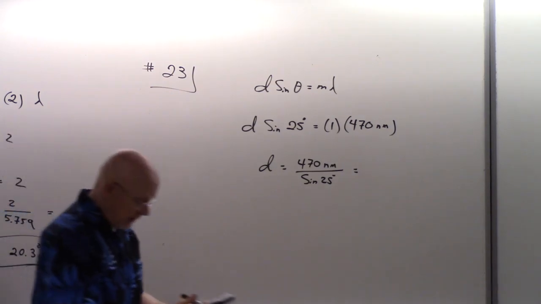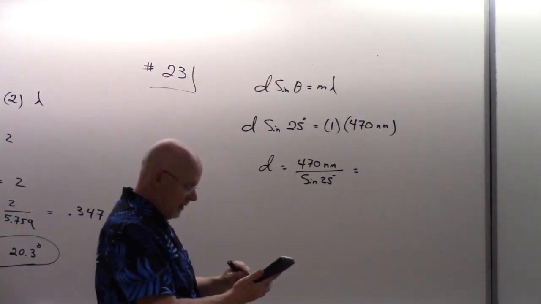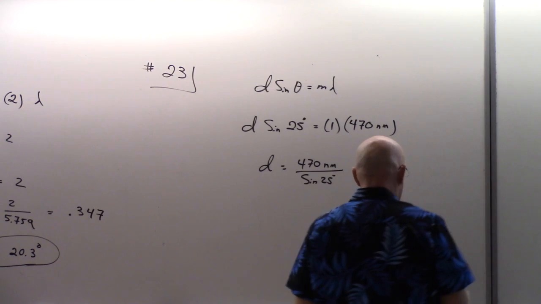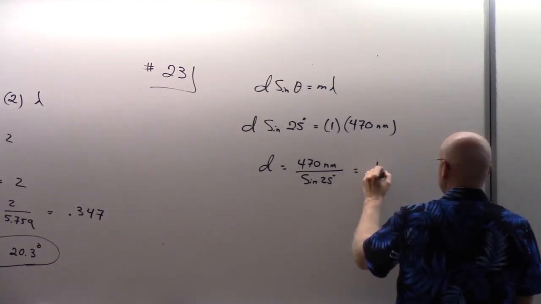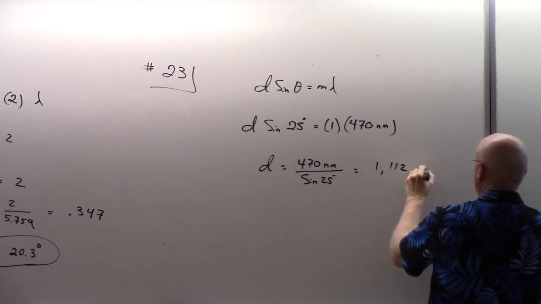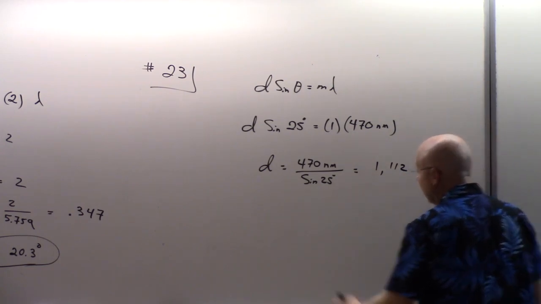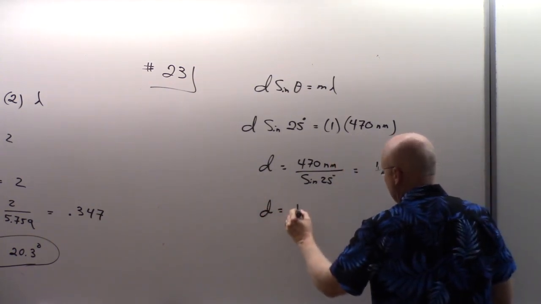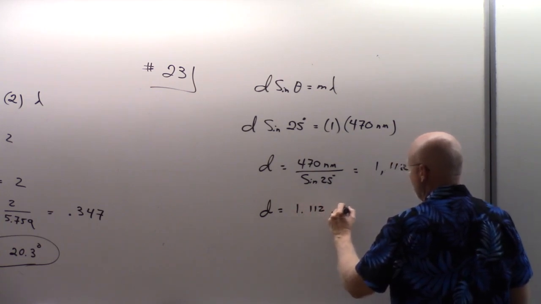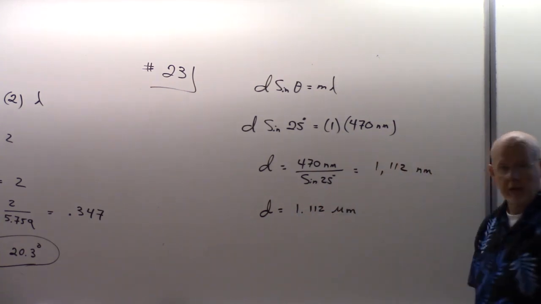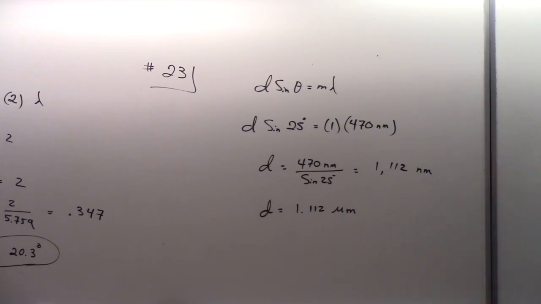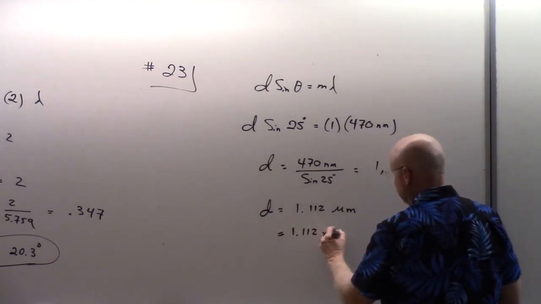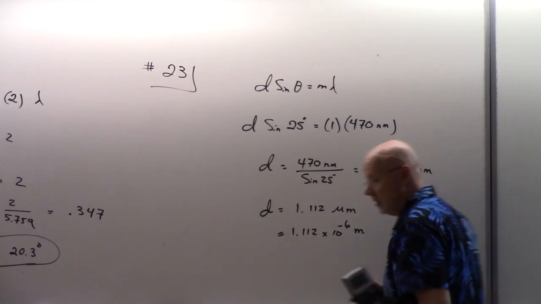So grabbing my calculator, I can put 470 and divide it by the sine of 25. And so this would be 1,112 nanometers. Now, I don't know if that's good or not. Maybe 1.112 micrometers might be a way to label it. Or maybe I should just go 1.112 times 10 to the minus 6 meters.